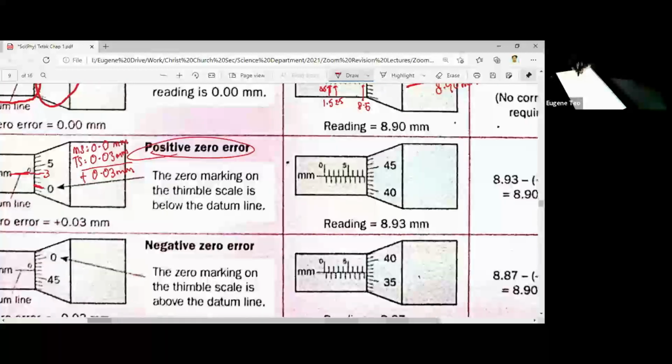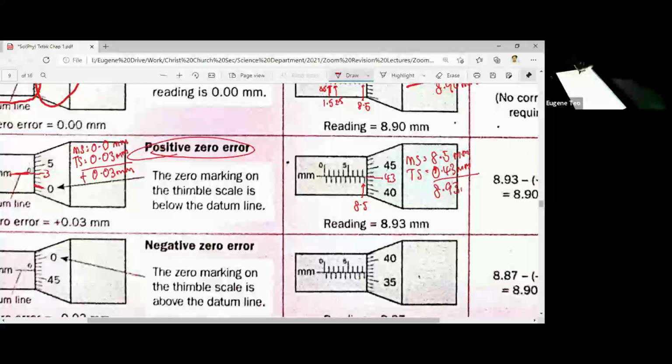Let's practice the reading here. Main scale, the last thing you can see here is 8.5, so 8.5 mm. This line over here is 40, 41, 42, 43. So my thimble scale is 0.43 mm. If I add this up, this is 8.93 mm, which is indicated here.